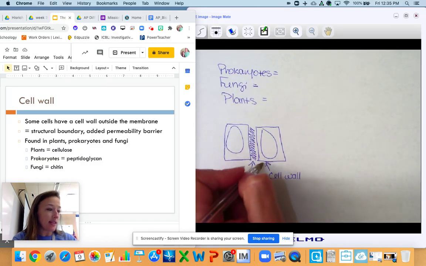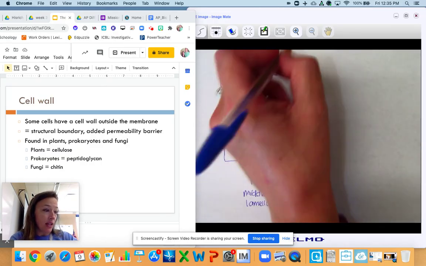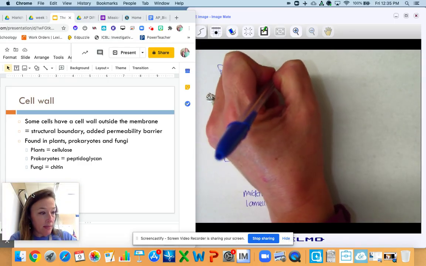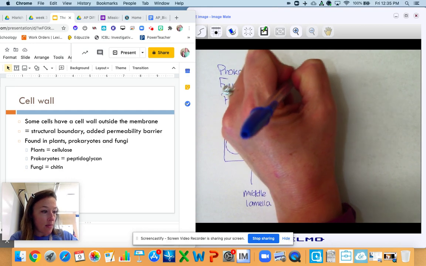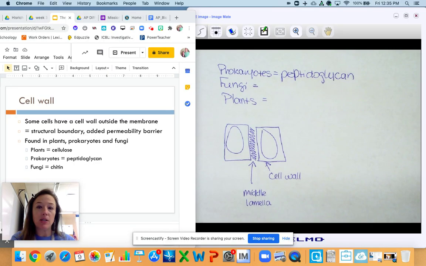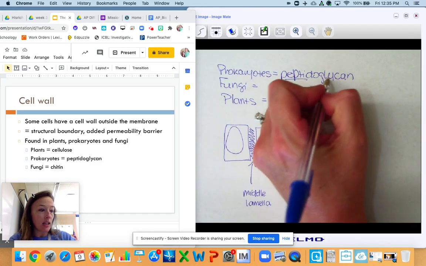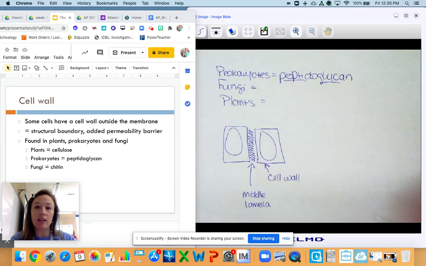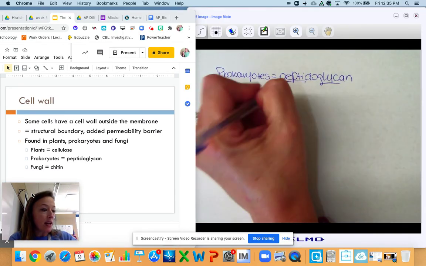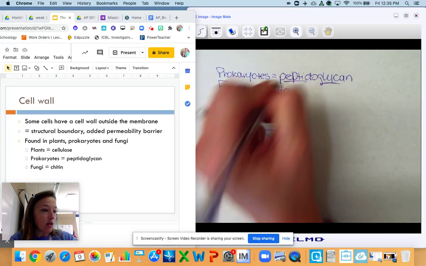But the cell wall itself is made up of different things. If you were a prokaryote, let's say you were some strep, you're about to go infect somebody and give them strep throat, then you would have a cell wall made of peptidoglycan. And we've talked about gram-positive and gram-negative and how one has a thicker peptidoglycan wall and one has a thinner. But peptido tells us it's a protein, glyc tells us it's a sugar, so this is basically made of carbohydrates and proteins linked together.